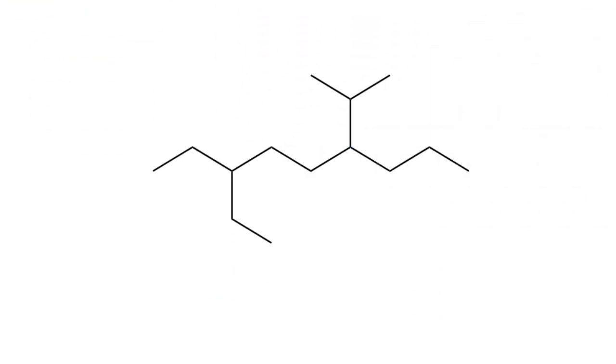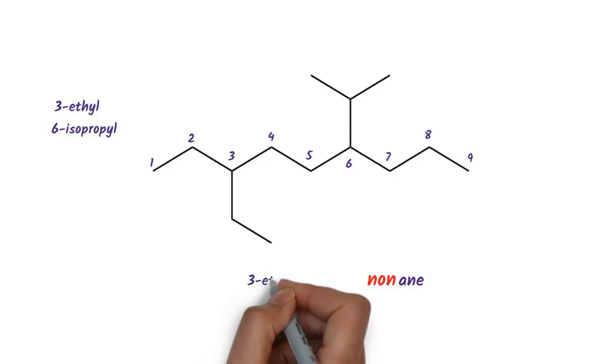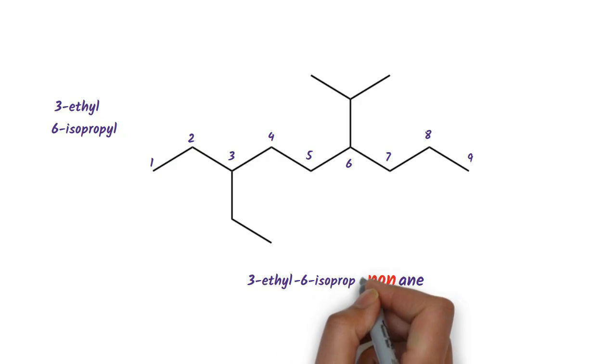Consider a similar molecule with 9-carbon longest chain. At C3 we have ethyl. At C6 we have isopropyl. The root word is non. And suffix is ane. Now prefix iso is considered for alphabetical priority. So ethyl beats iso in alphabetical order. So we write 3-ethyl-6-isopropylnonane.